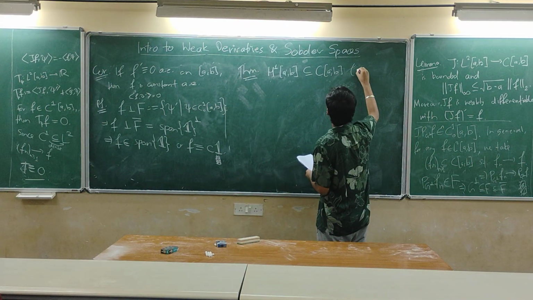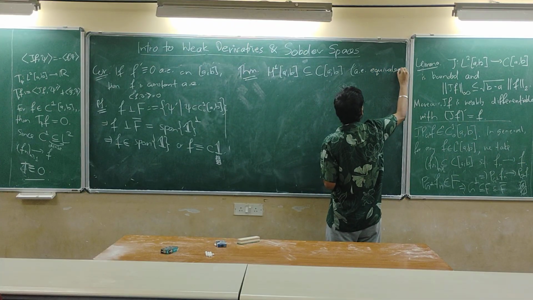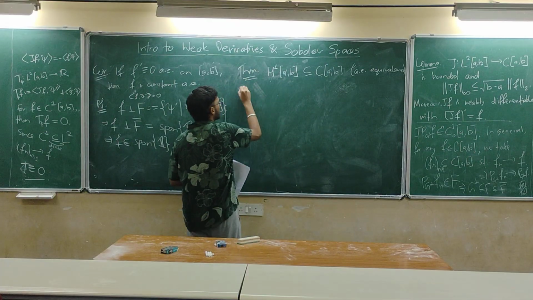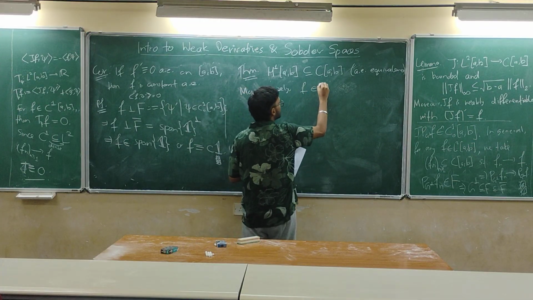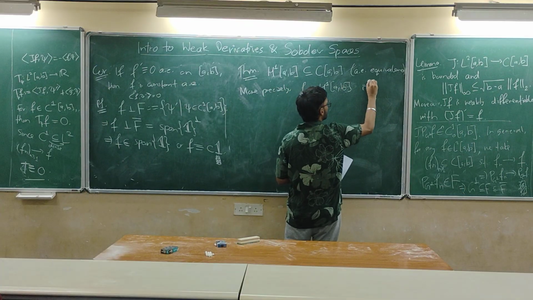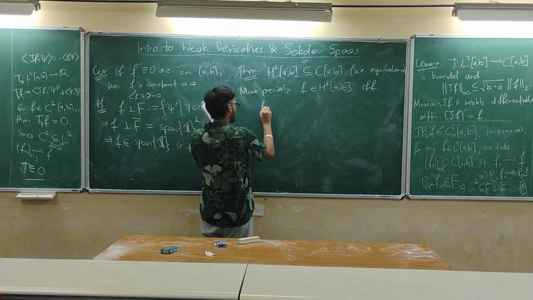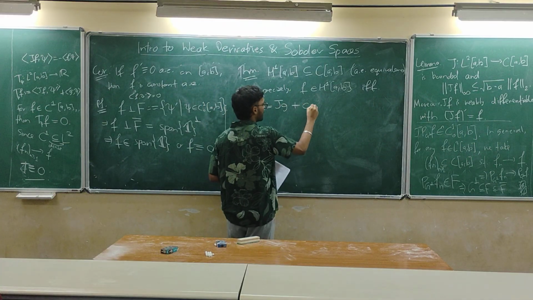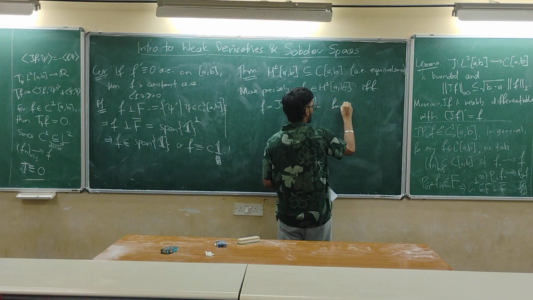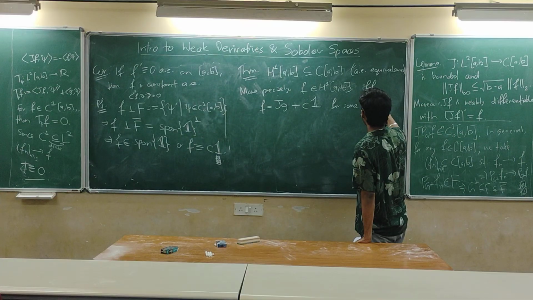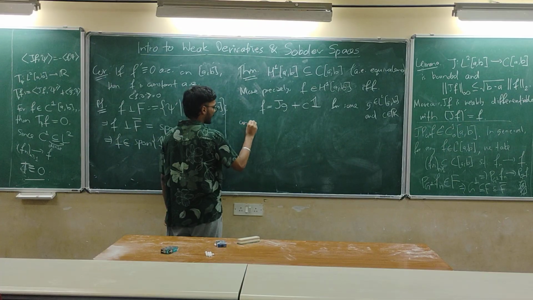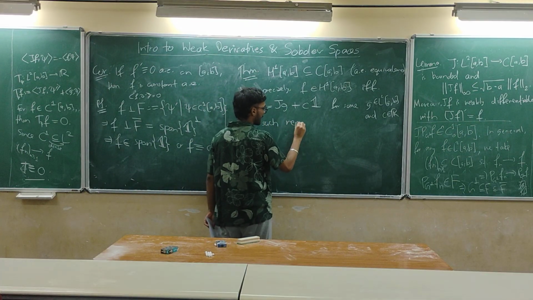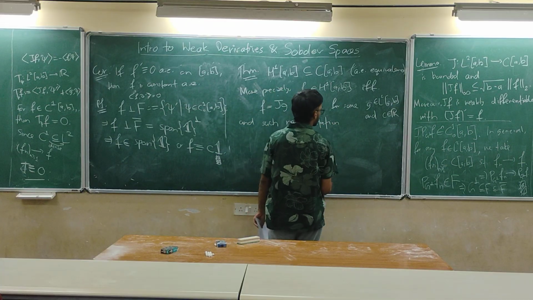And this is almost everywhere equivalence. And more precisely, a function is weakly differentiable if and only if f is equal to J g plus c times 1, for some g in L squared and some real number c. If and only if f has this representation, and such a representation is unique.